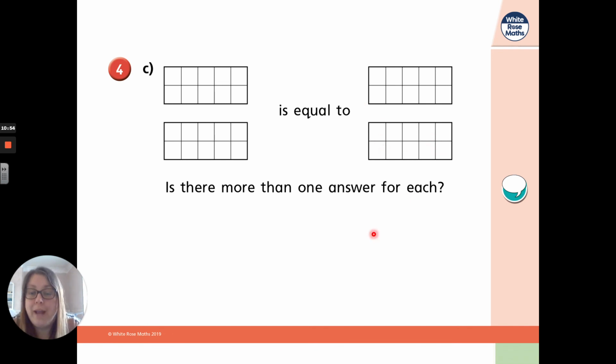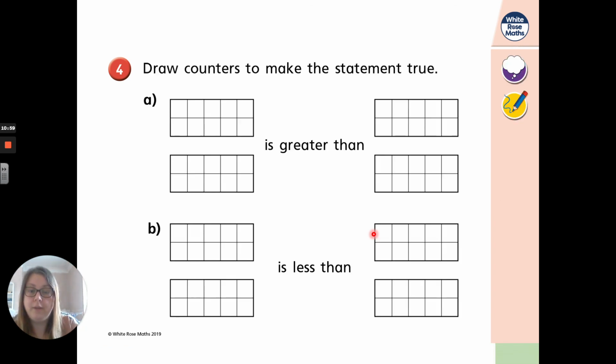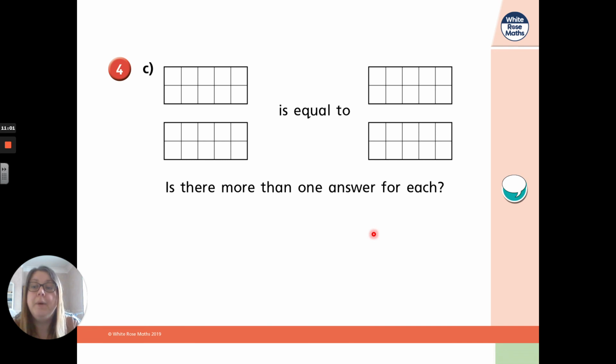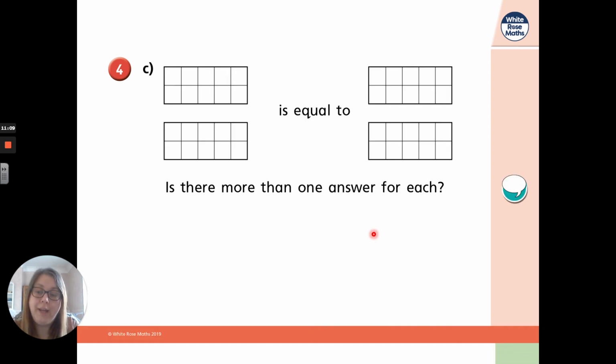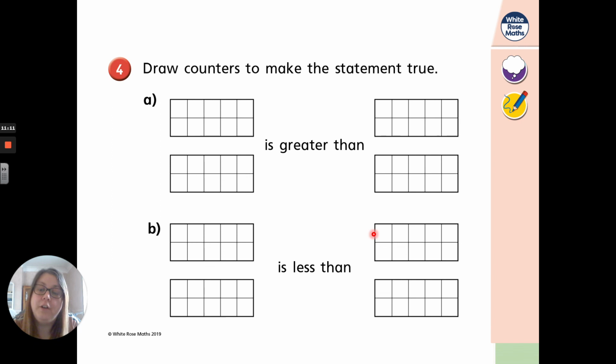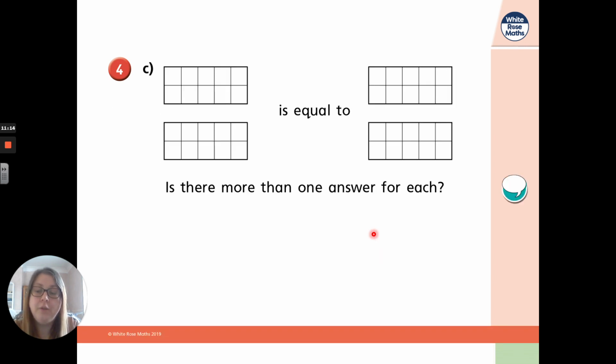Is there more than one answer for each? Okay, so I want you to do the greater than, less than and equal to. So there we go, greater than, less than and equal to. But then I want to see if you can show me another way of doing greater than, less than and equal to as well. So just draw your counters for either side. Remembering your number must be higher than 10 on both sides, because I want to make it a little bit trickier, because we are working with numbers 11 to 20 at the minute. There are lots of answers you could do, even with that little extra tricky challenge in there.